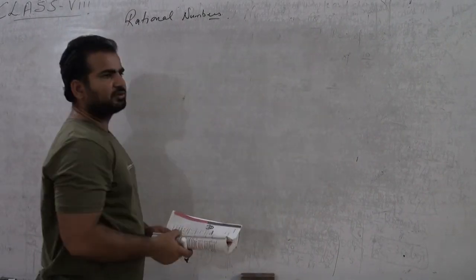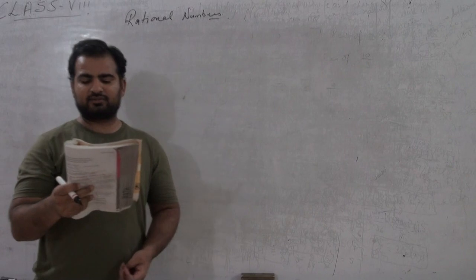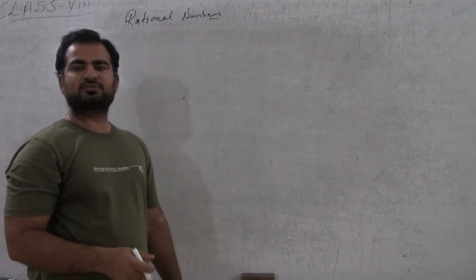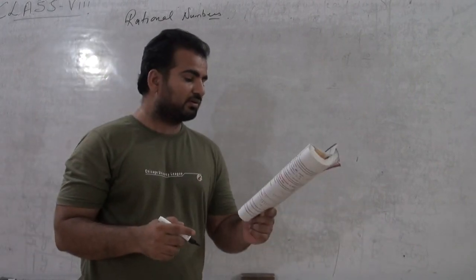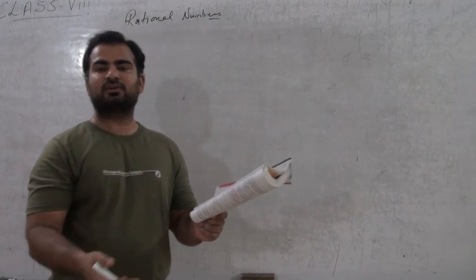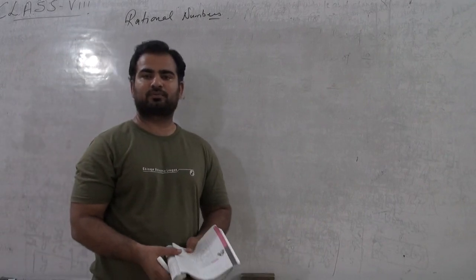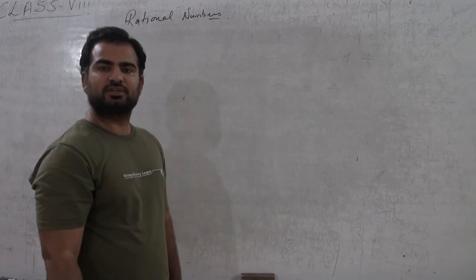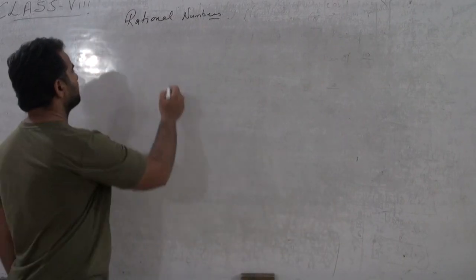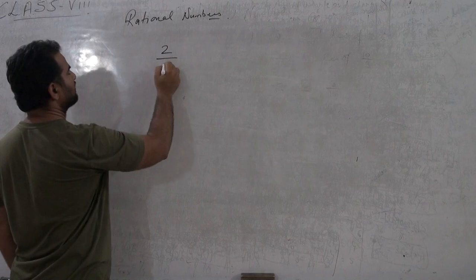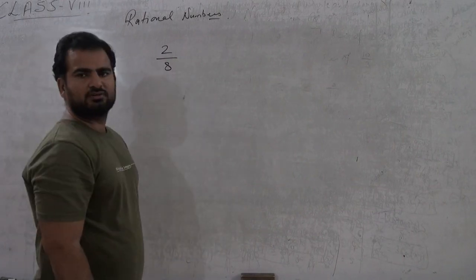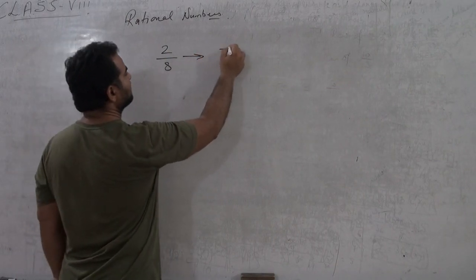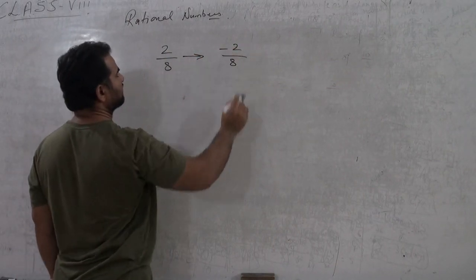Question number 2 is: find the additive inverse of each of the following. What do you mean by additive inverse? Additive inverse means what should be added to this number so that it becomes 0. What should be added to the given number so that it becomes 0? So 2 by 8. What should be added to 2 by 8 so that it becomes 0? It will be minus 2 by 8.